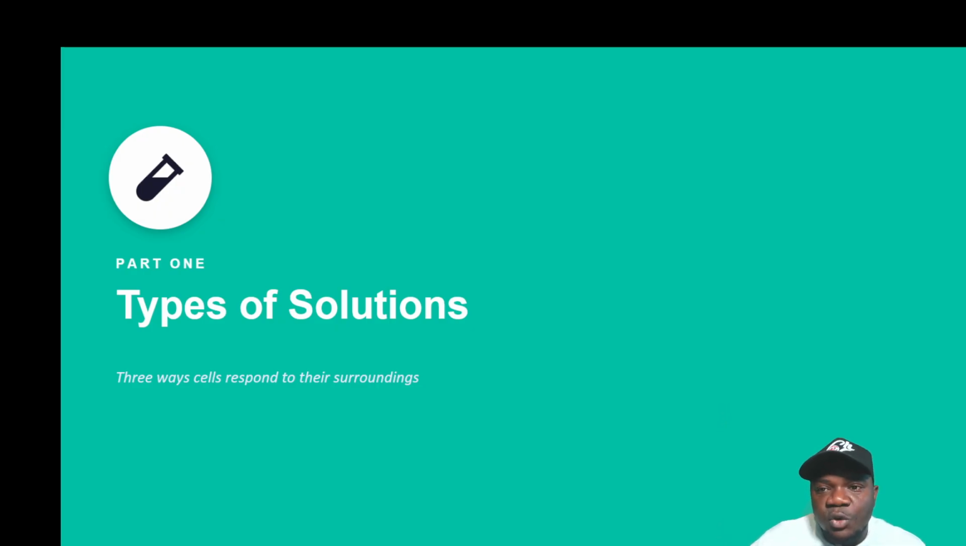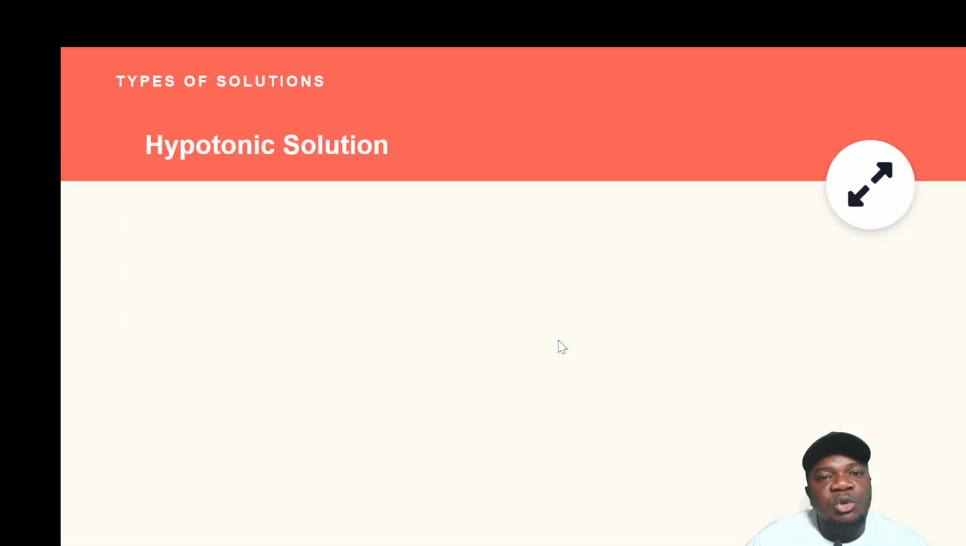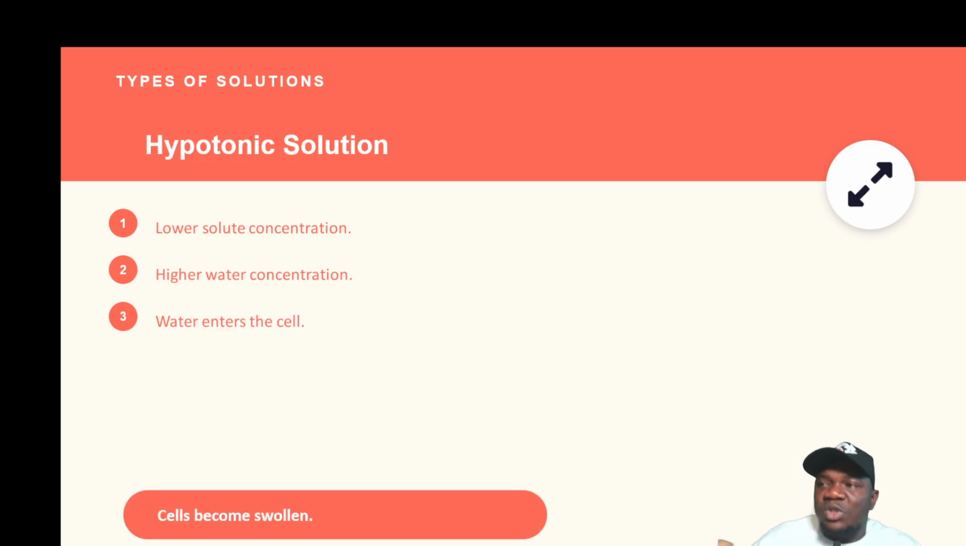All right. The first type of solution is what we call the hypotonic solution. In this type of solution, the solute concentration is very low. It's not highly concentrated, and you have high water concentration. There is a high amount of water and a little amount of solute. Water tends to enter into the cell. And when water is getting into the cell, what happens to the cell? The cell tends to become swollen.